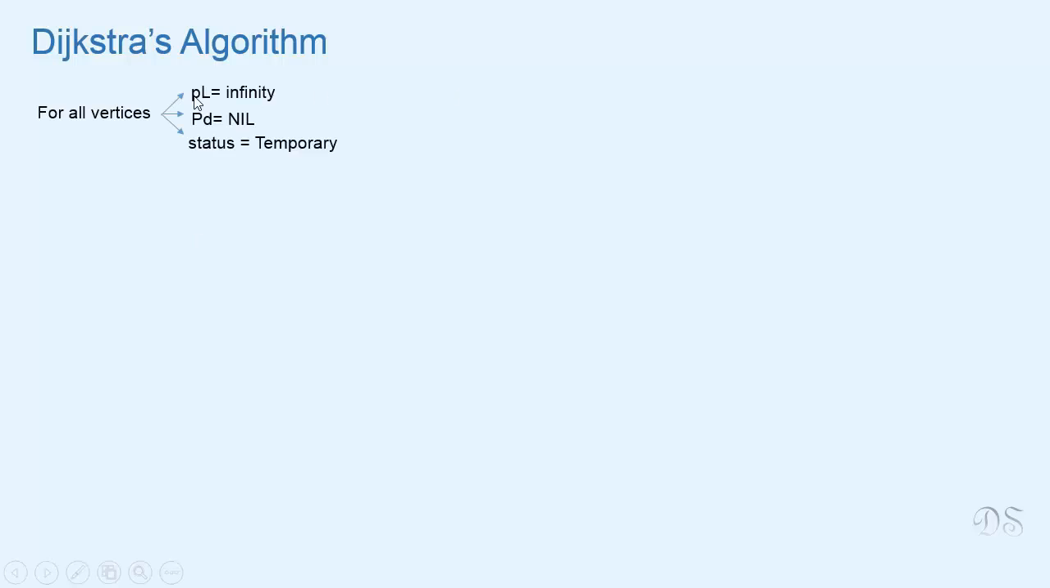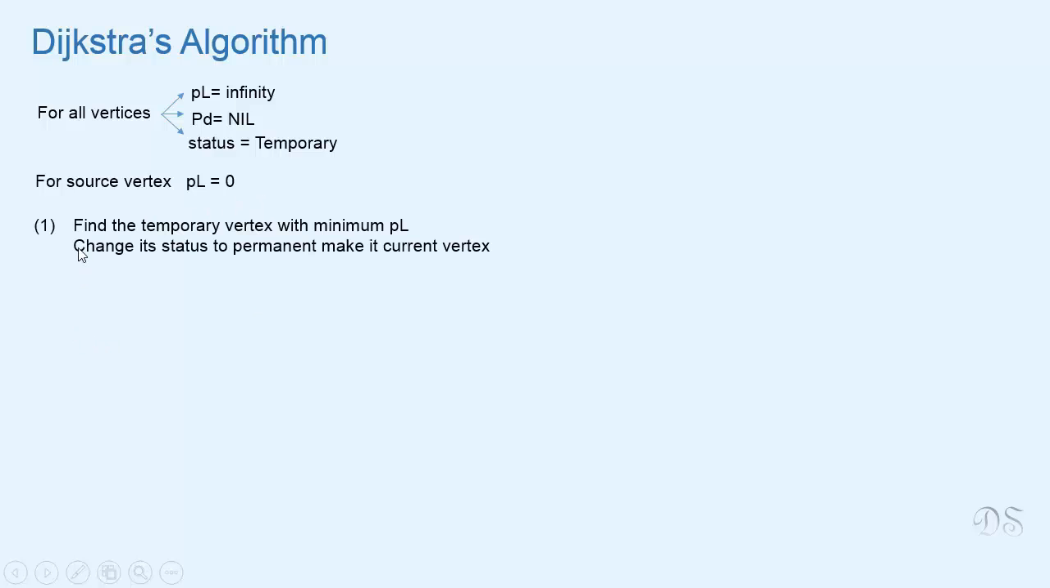Initially, for all vertices, path length is equal to infinity, predecessor is nil, and status is temporary. Now first we make the path length of the source vertex equal to 0. Now from all the temporary vertices of the graph, we'll find the temporary vertex with minimum path length and we'll make it permanent, and it becomes the current vertex. At the start of the algorithm, the source vertex has minimum path length. So the source vertex will be the first one to become permanent.